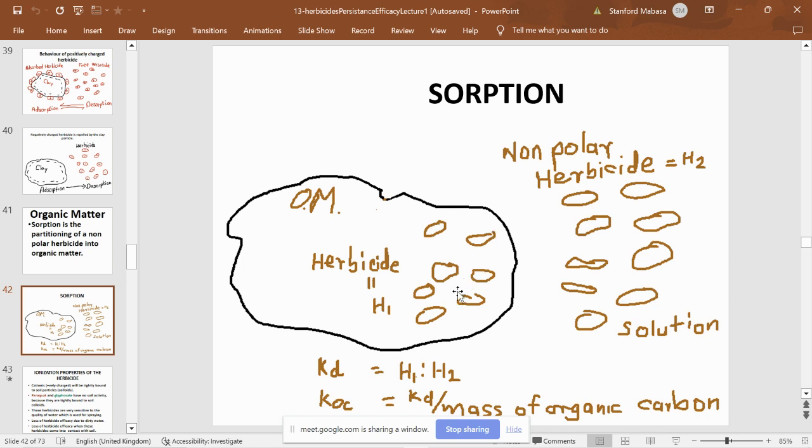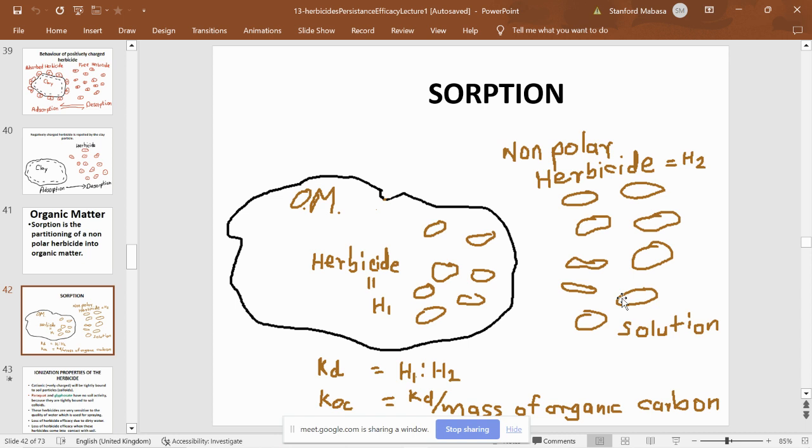Sometimes we calculate what has been absorbed or soaked by the organic matter and what is left in the solution. Now, the two concentrations, the one inside the organic matter and the one outside the organic matter, give us a value known as the KD value. This is the ratio of H1, which is the herbicide which is already in the organic matter, and H2, the herbicide in the solution. Sometimes in temperate countries, they can use KD values to adjust their herbicide rates.